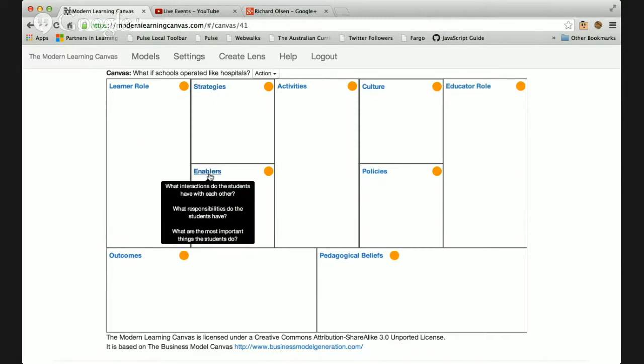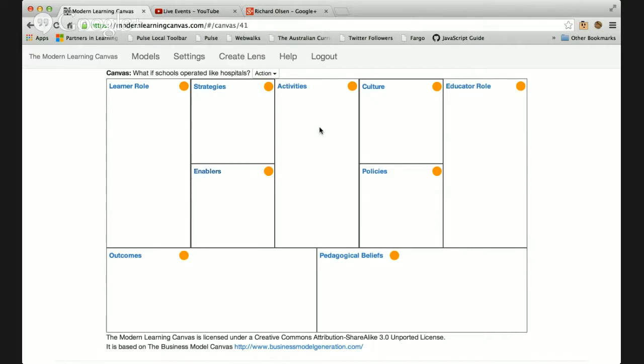And then we also have the enablers. So the enablers are the physical and technological things that enable. So if a strategy might be to get feedback from peers, then sitting in groups would be the enabler. Or if listening to a lecture is a strategy, then the lecture hall. Or if it's online and we're talking about flipped learning, then I guess the video would be the enabler. So we've got the activities, the learner role, the educator role, the strategies the learners use, and the enablers.